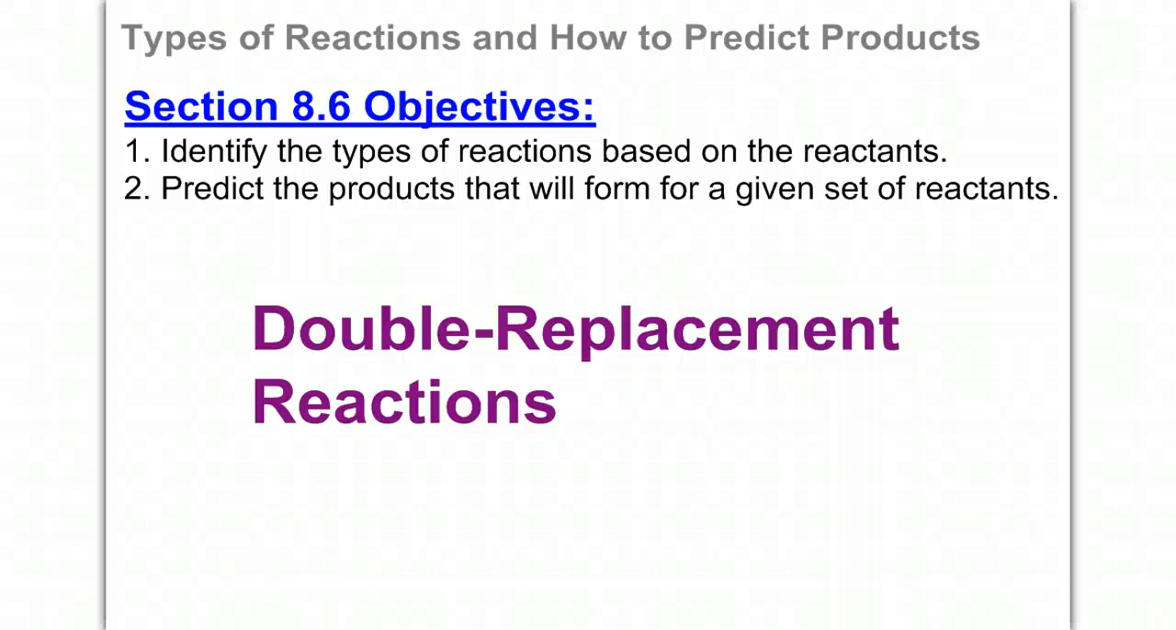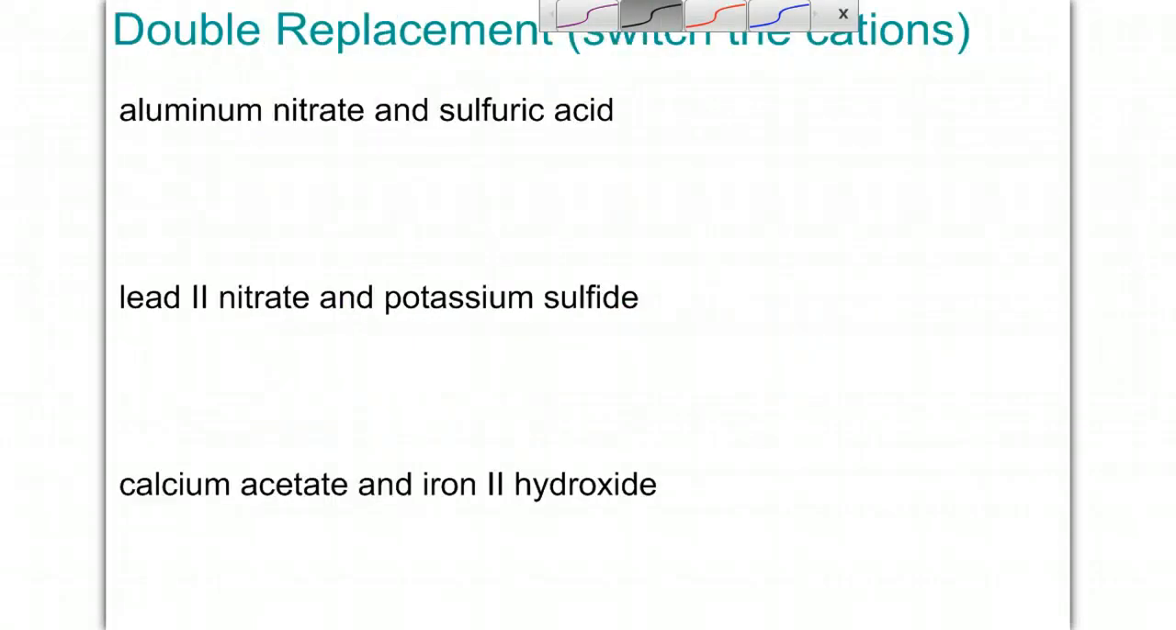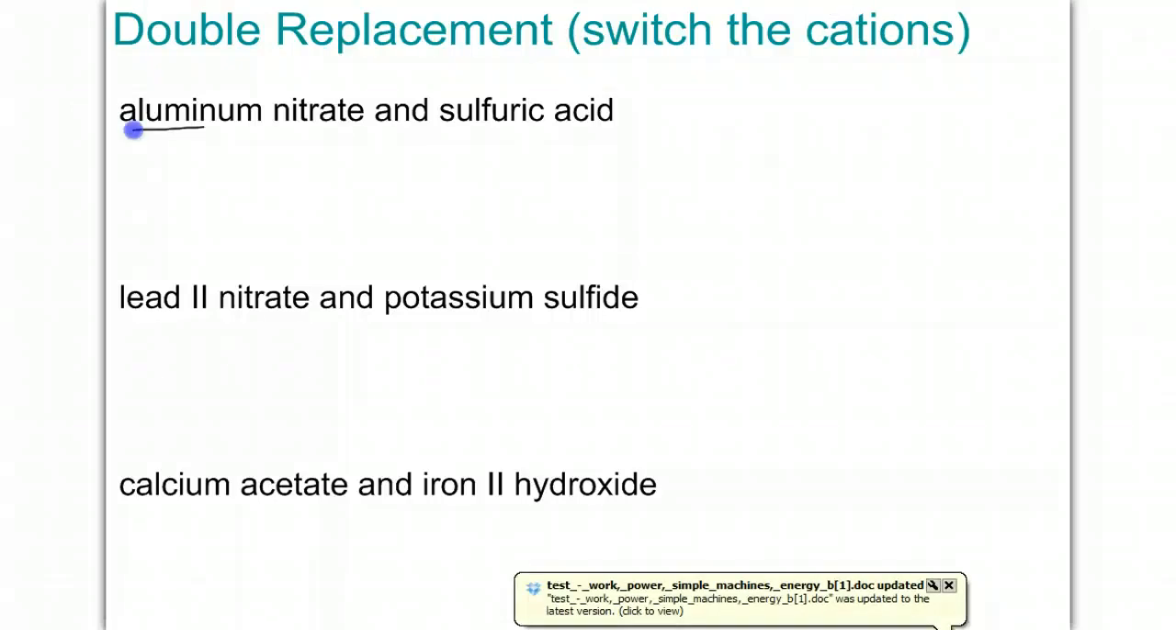2.6 is double replacement reactions. And these are always going to include two ionic compounds. And so first we're going to translate each of our ionic compounds, and then we'll predict the products. So my first compound is aluminum nitrate.